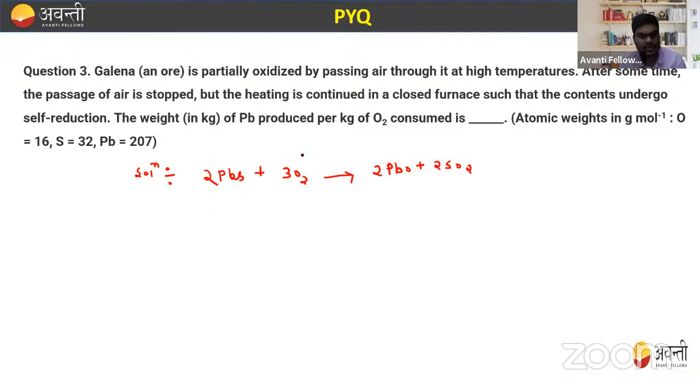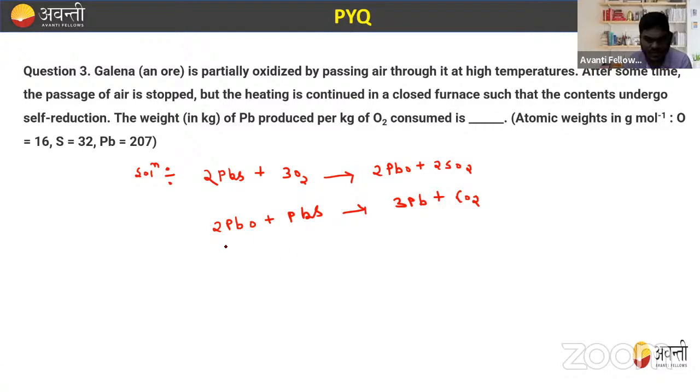Now again, the next step: after some time, the passage of air is stopped, but the heating is continued in a closed furnace such that the content undergoes self-reduction. The self-reduction is 2 PbO reacts with PbS to form 3 Pb plus SO2, right?